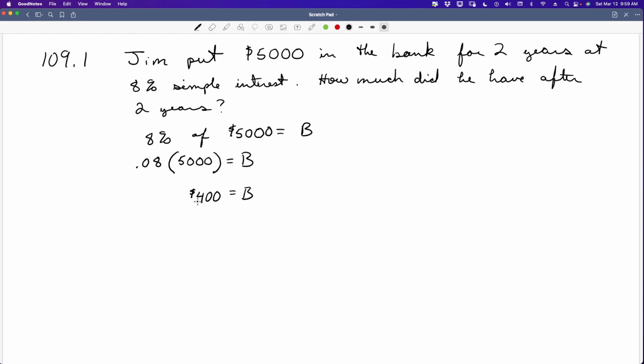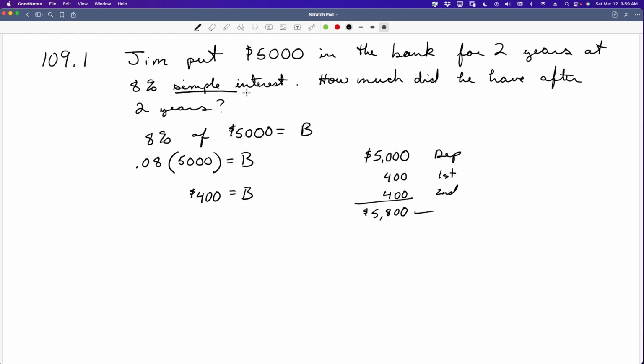Right? So for 2 years, he gets $400 for the first year and $400 for the second year. So he deposited $5,000. That was his deposit. And then the first year, he got $400. And the second year, he got $400. So he got a total of $5,800 after 2 years. And that would be your answer.